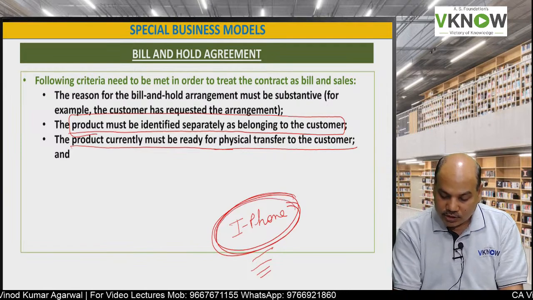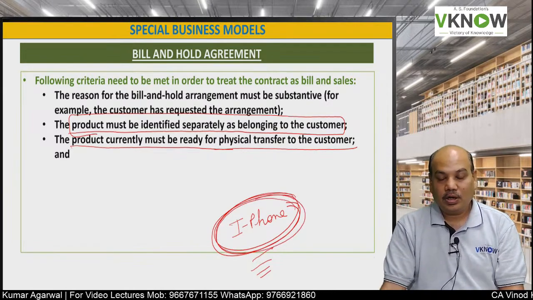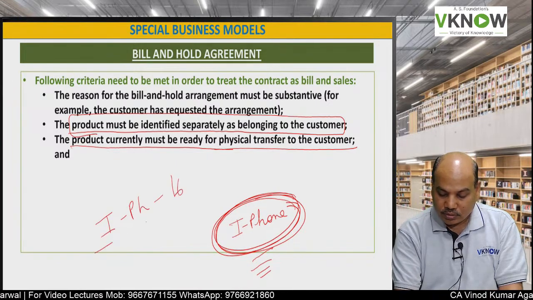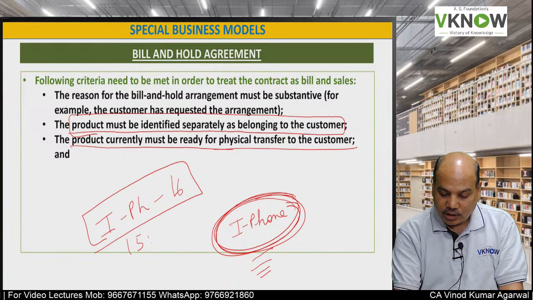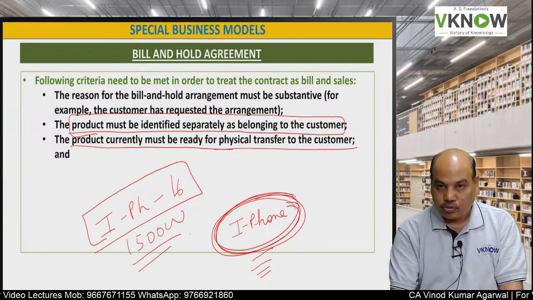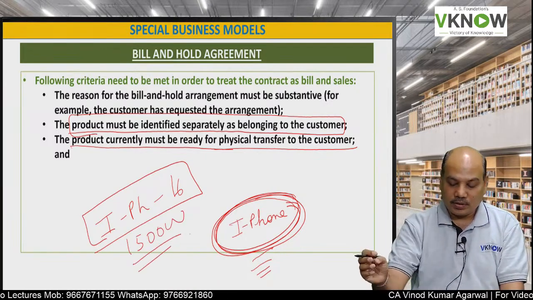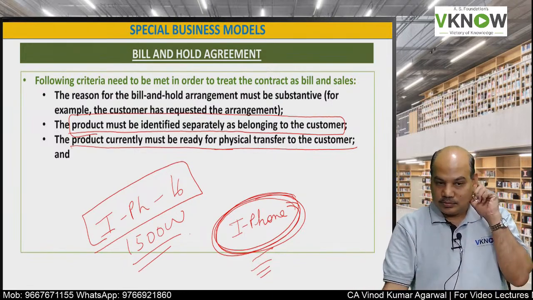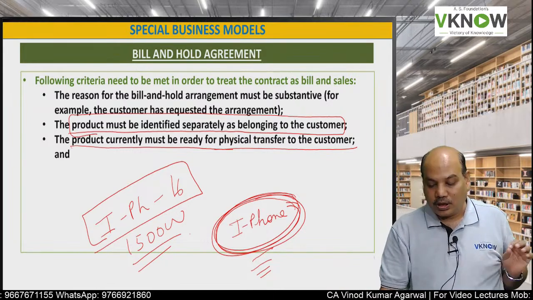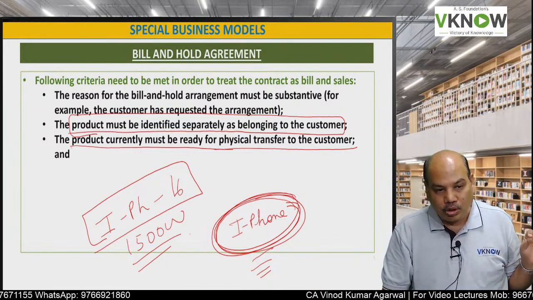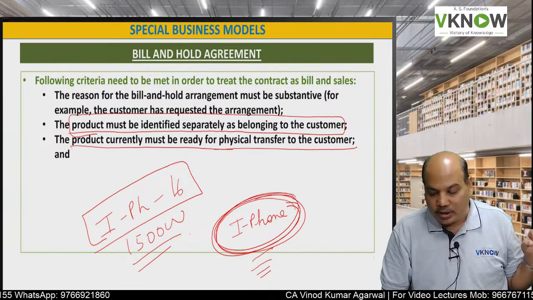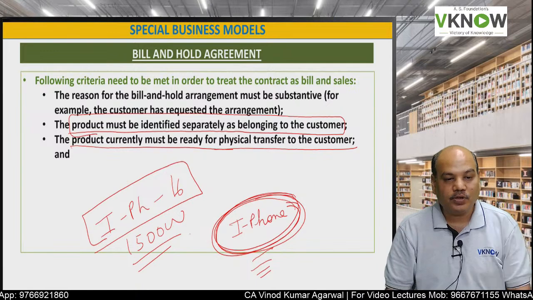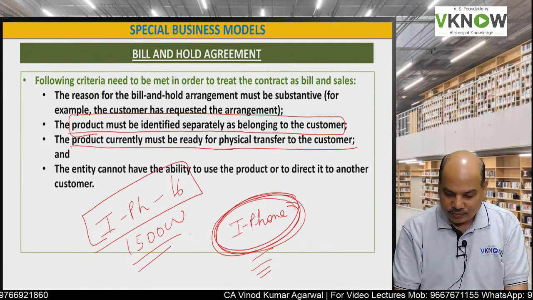If the customer wants, he can take the physical delivery. Customer says, I want iPhone 16. Take this advance 1,50,000. You said that iPhone 16 is not there. So customer says, don't worry, whenever it comes, you deliver it to me. Then in that case, it is not a bill and hold arrangement. Revenue will not be recognized now because the item is not ready for physical delivery.